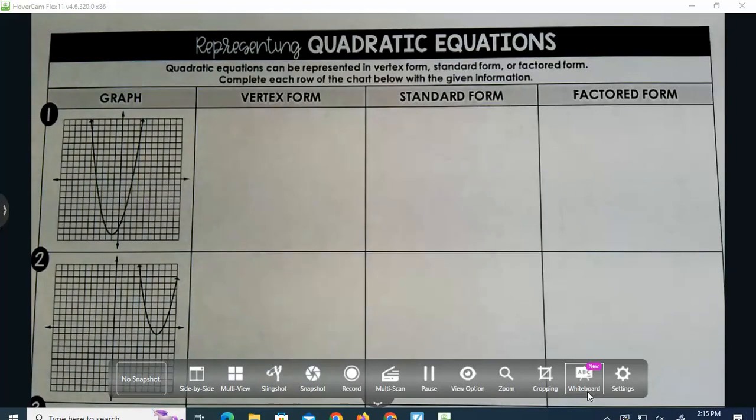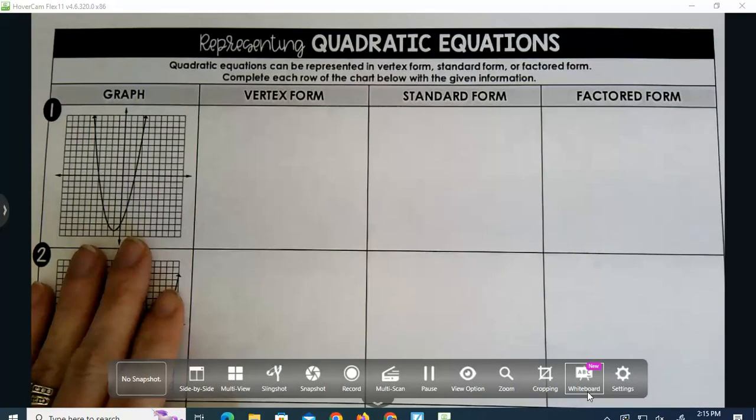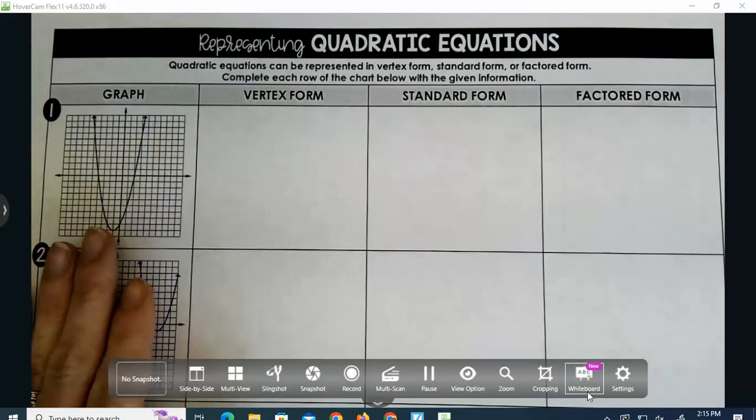Different ways. We've looked at the graphs. On the graph, what are we looking for as our solutions? What are the solutions on the graph? Where it hits the x-axis are the solutions. If you're looking at an equation, what did we have to do?